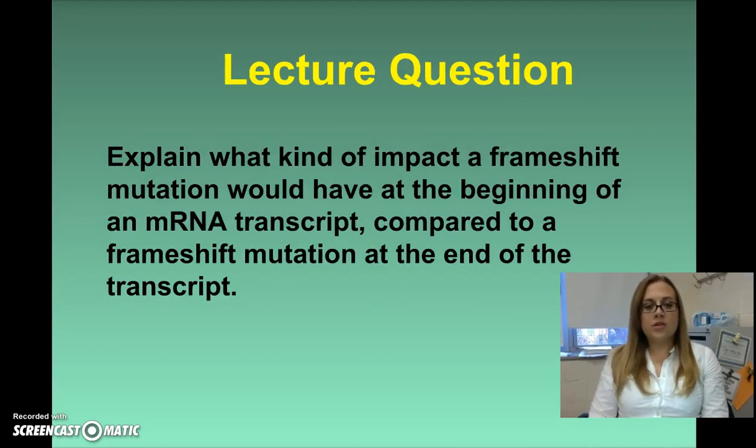Alright, so your lecture question for today. Can you guys explain to me what kind of impact a frame shift mutation would have at the beginning of an mRNA transcript compared to a frame shift mutation at the end of the transcript? Alright, so explain the difference between a frame shift at the beginning of an mRNA transcript compared to the end of the mRNA transcript. So please send me a message with your answer to that question.